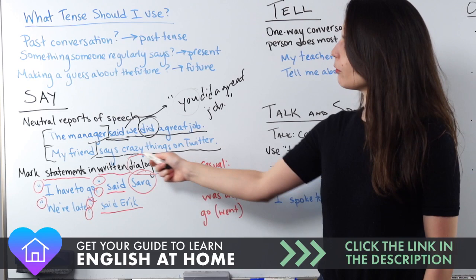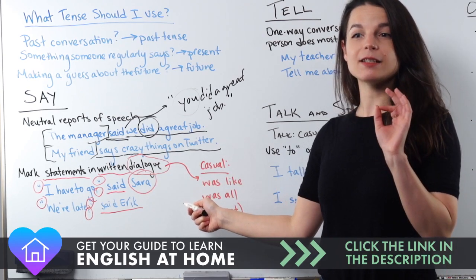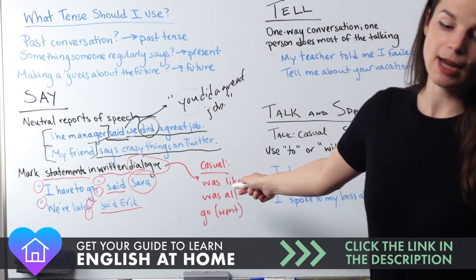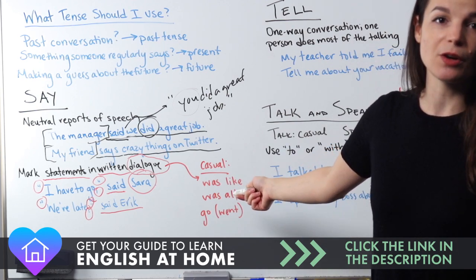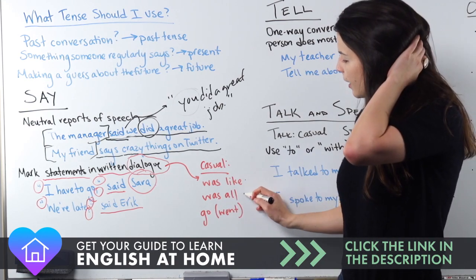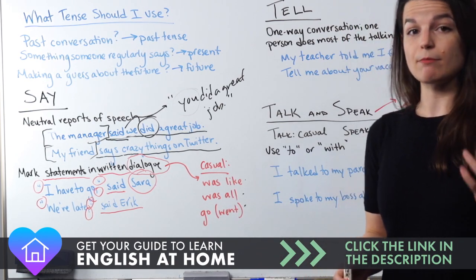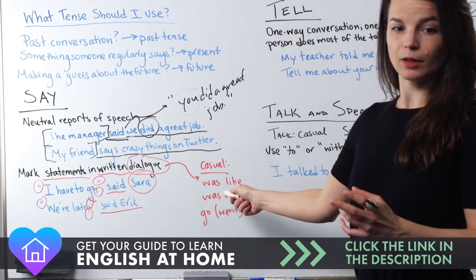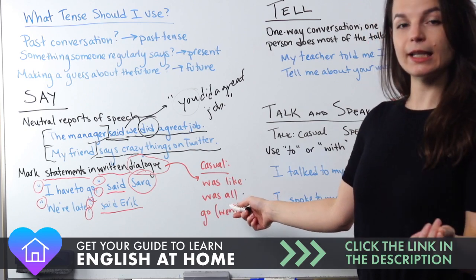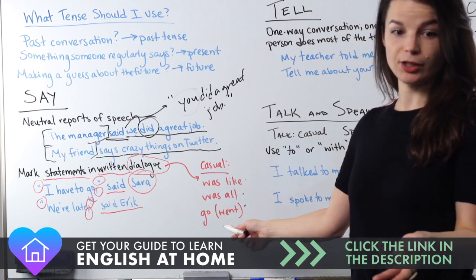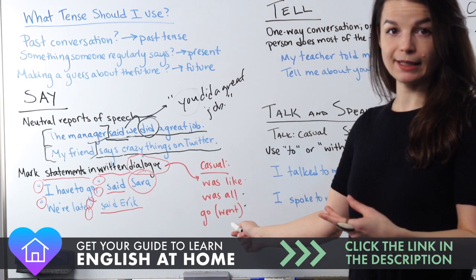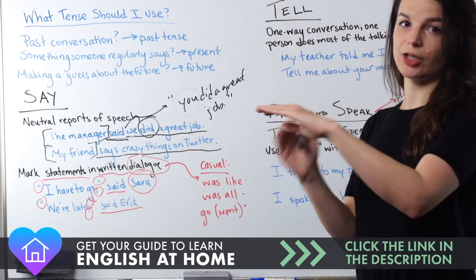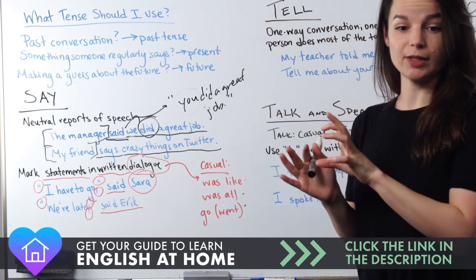Casually, when you're reporting dialogue, in speech in particular, you may hear this. You'll probably hear this a lot in TV shows and movies. These three things, at least, are very, very common in American English. Instead of saying he said or she said, we use was like and was all and go or went. We use these rapid fire, very quickly, when we're sharing conversations with more than one person.